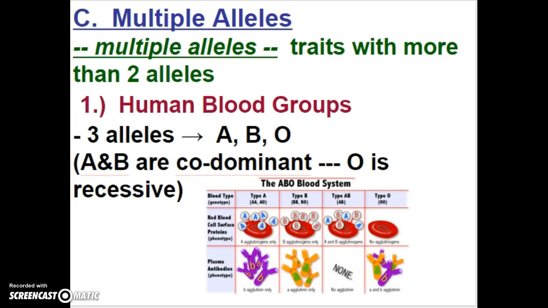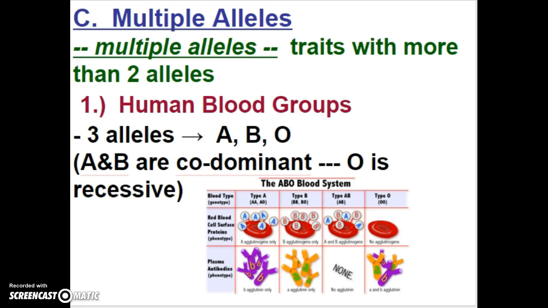Multiple alleles are another type of complex inheritance pattern in humans. Multiple alleles means we're going to have multiple forms. So we're going to have traits that actually have more than just 2 forms. Human blood groups is a really good example of this. There are 3 alleles in the human blood groups. We call them markers. They are A, B, and O. A and B are actually co-dominant, and O is recessive.